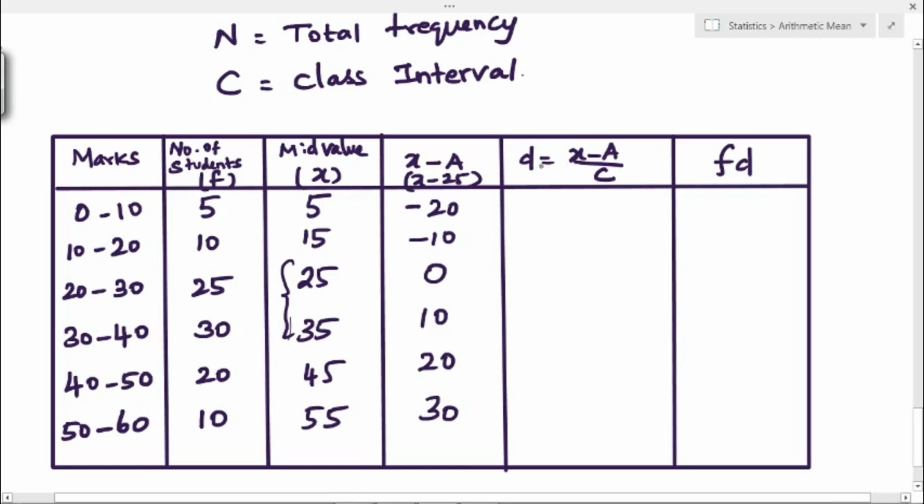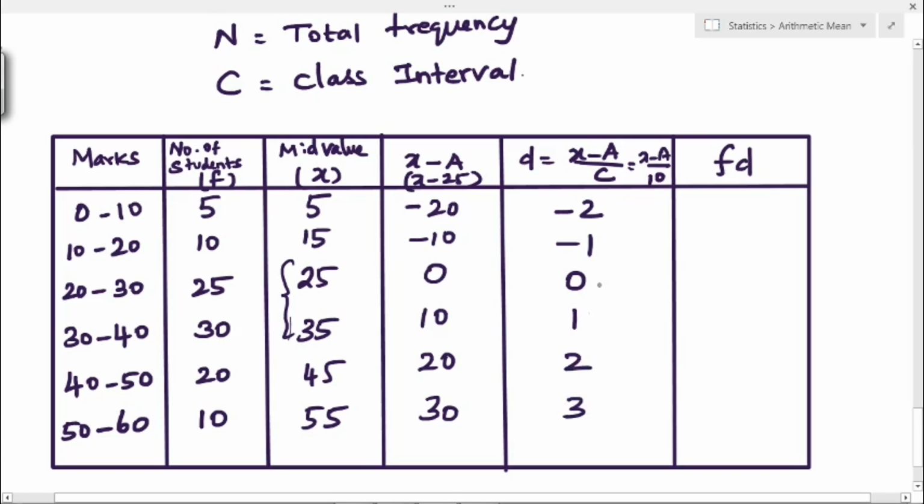Next we have to find d. For that the formula is x minus a by c. X minus a we found already here. So now we have to divide this by c. C is nothing but the class interval. Here the limits range from 0 to 10, 10 to 20 and so on, so the interval is 10. So the c value is 10. Now we divide this by 10. So first, minus 20 by 10 is minus 2. Minus 10 by 10 is minus 1. 0 by 10 is 0. 10 by 10 is 1. 20 by 10 is 2. 30 divided by 10 is 3.